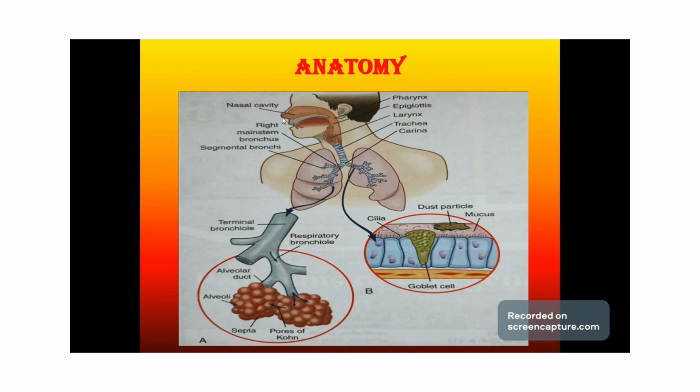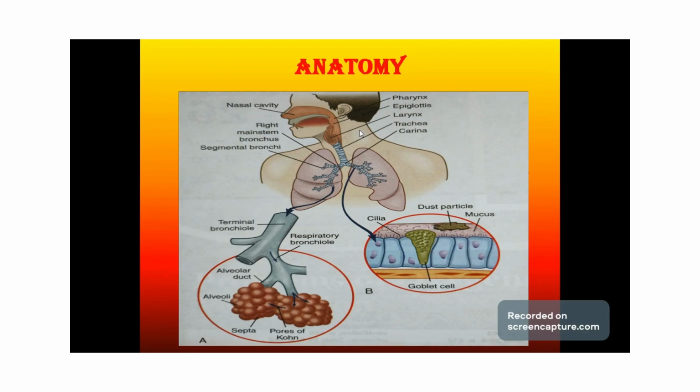Next is the pharynx. The pharynx is the passageway for the respiratory and the digestive tract, which is located behind the oral and the nasal cavities, right? Next is the division of the pharynx. The pharynx is divided into the nasopharynx, oropharynx, and the laryngopharynx.